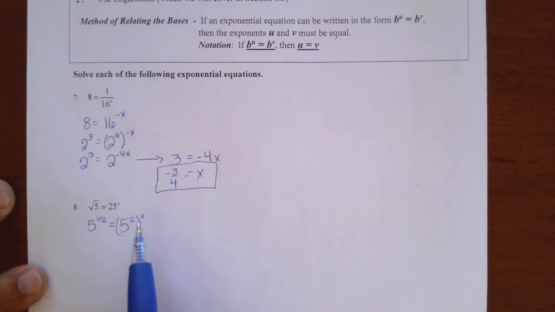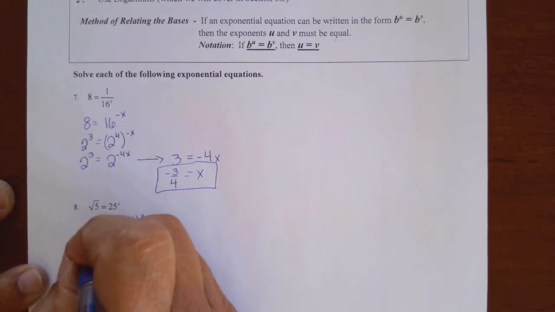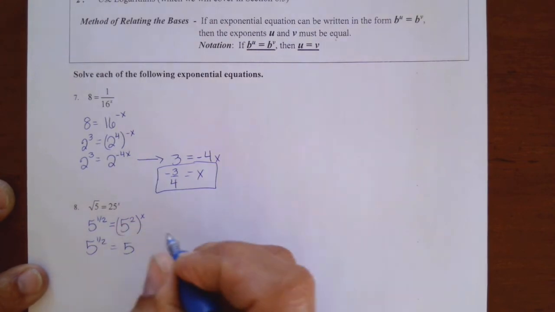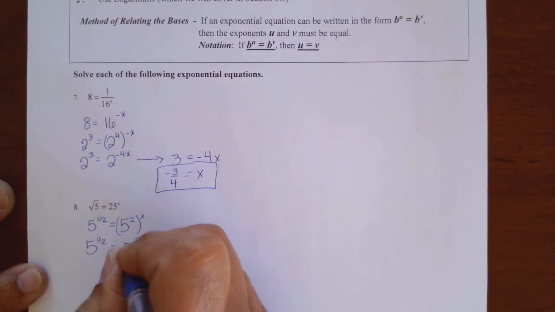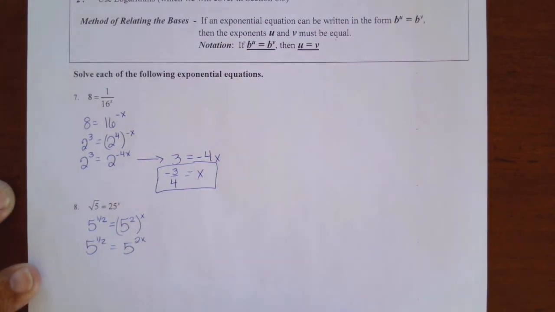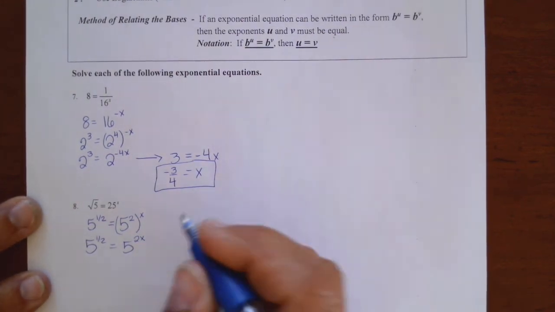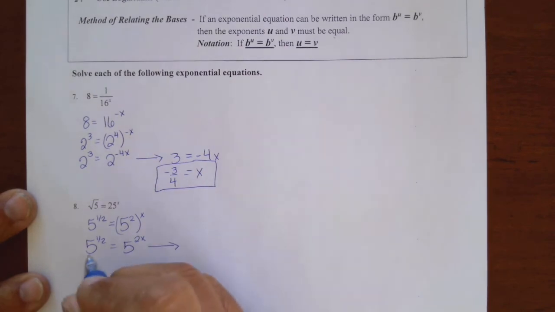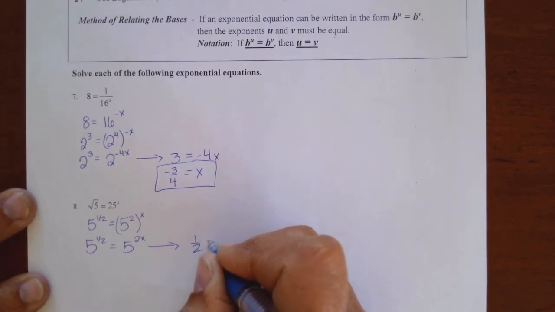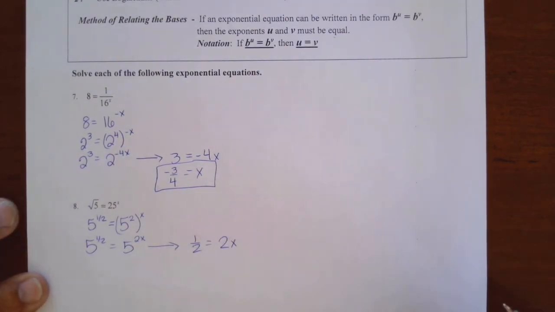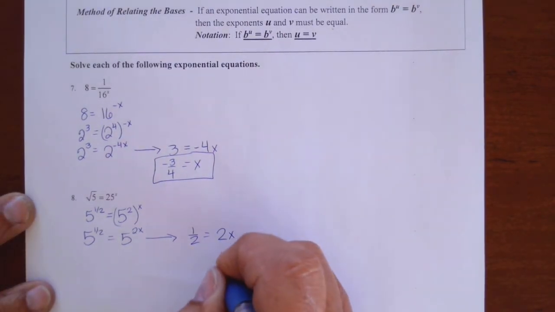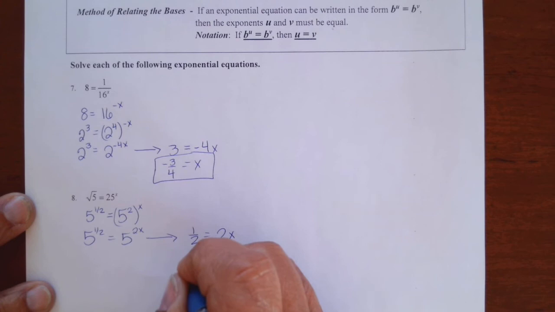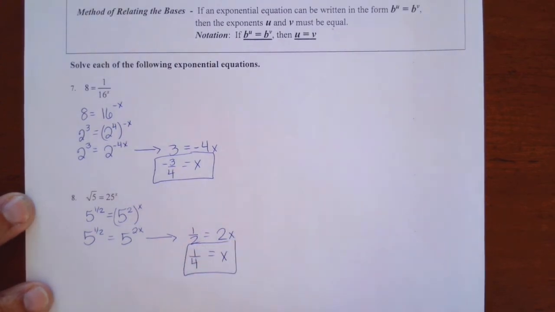All right, so let's simplify the right. So 5 to the 1/2 equals 5, and multiply 2 times x, which is 2x. It's not x squared. 2 times x. So you have the same base. So since you have the same base, you can drop them and you set your exponents equal. All right, so you're going to divide both sides by 2. So 1/2 divided by 2 is 1/4. So there's your answer.